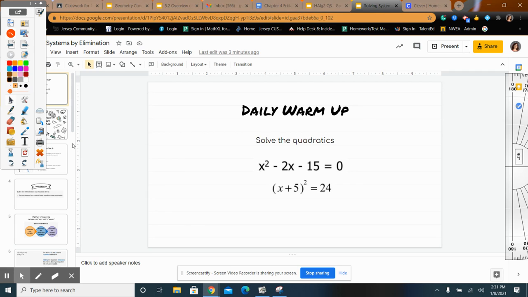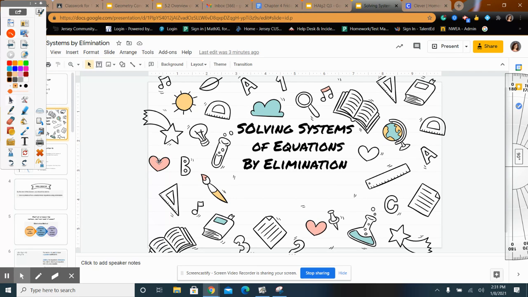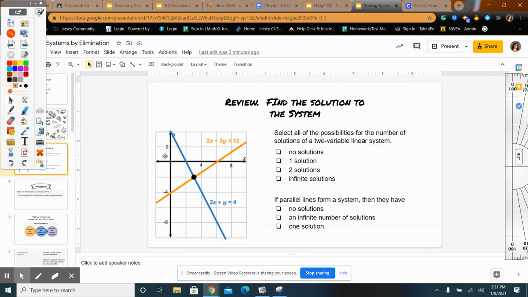Okay, back to the real stuff today. We are going to be solving systems of equations, and today we're going to use my favorite method, which is elimination. Okay, here's a review of what we did with graphing. Remember, when you have systems of equations, select all the possibilities for the number of solutions that you can have.